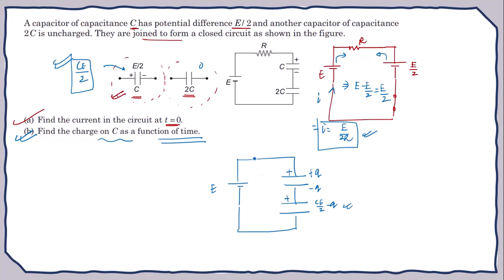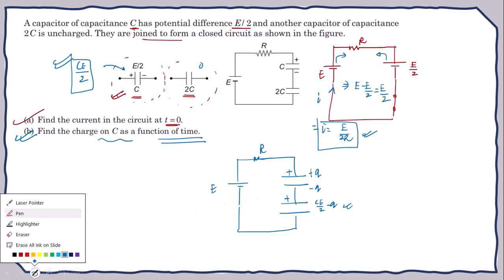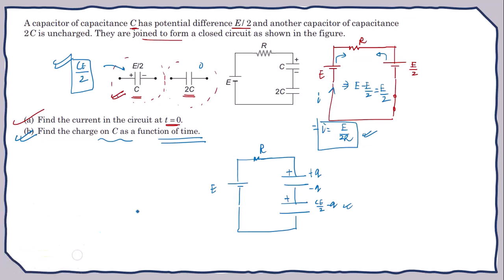Now there is also the resistance R. If I move along the loop, the net potential difference will be 0, if I apply Kirchhoff's rule. So if I move along the loop in this direction, there is a potential gain across this battery because I am moving from negative to positive.